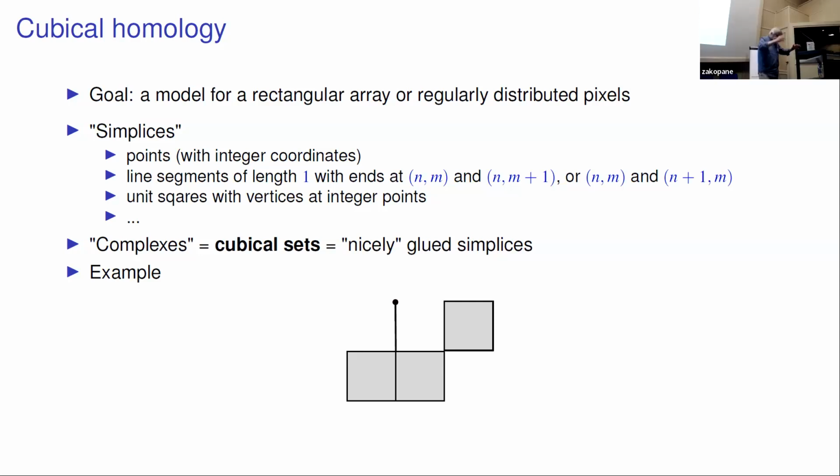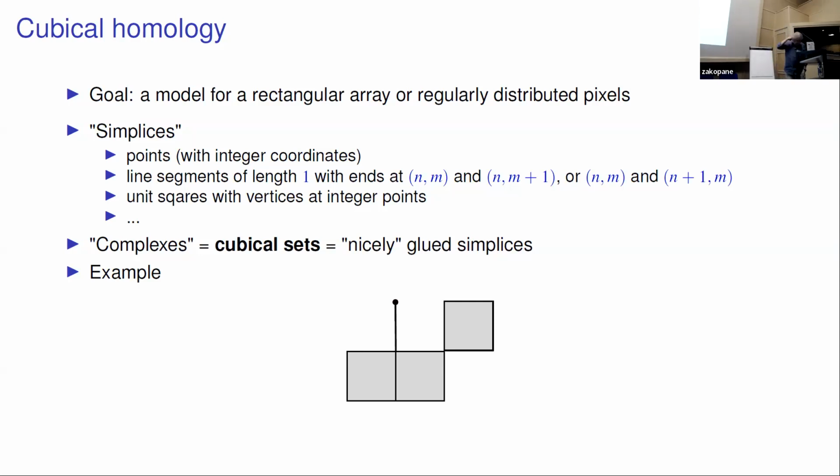And then out of an array, the rectangular array of these pixels, we construct our image, okay? So our image is constructed actually. Okay, so it is natural to use this kind of homology. So the complexes are such cubical sets.